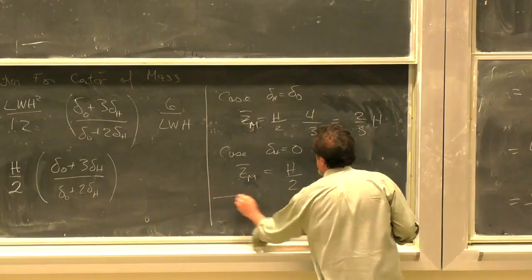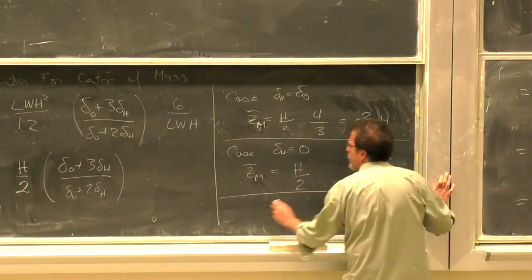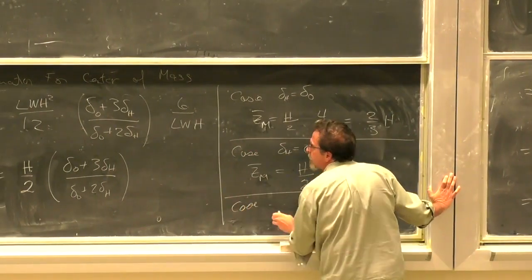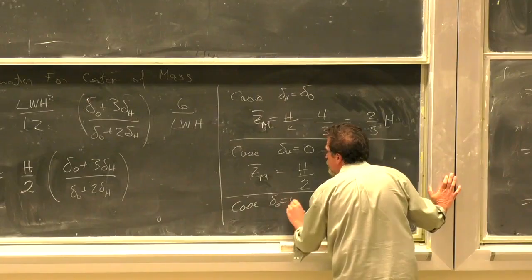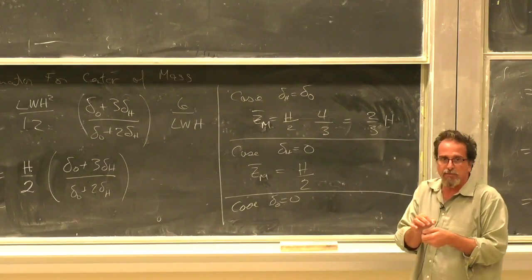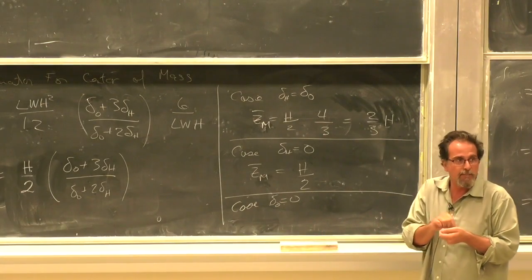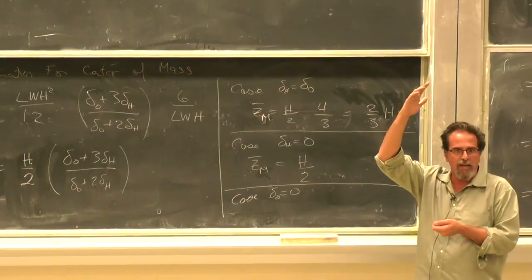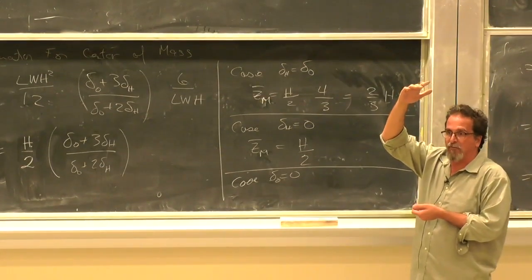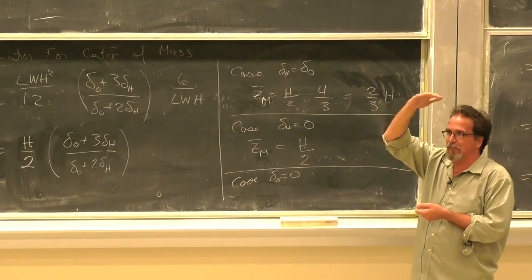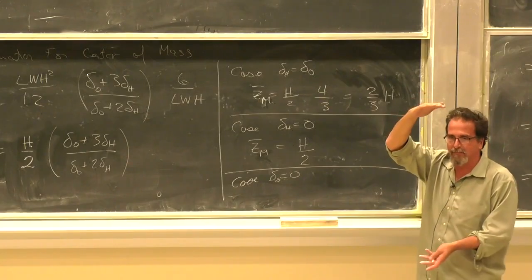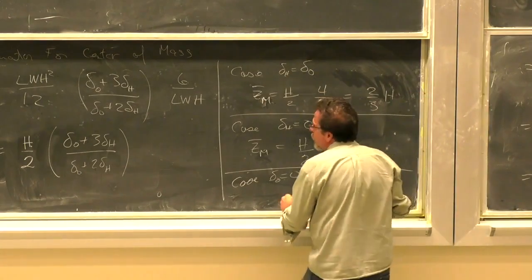What about the case of delta 0 equals 0? So now let's do the opposite extreme, where the density at the bottom is 0 and the density at the top is really high. I don't know, that's not a ship you want to have. That's kind of a dangerous ship where there's a lot of mass at the top and nothing at the bottom. And, well, what do you get there?